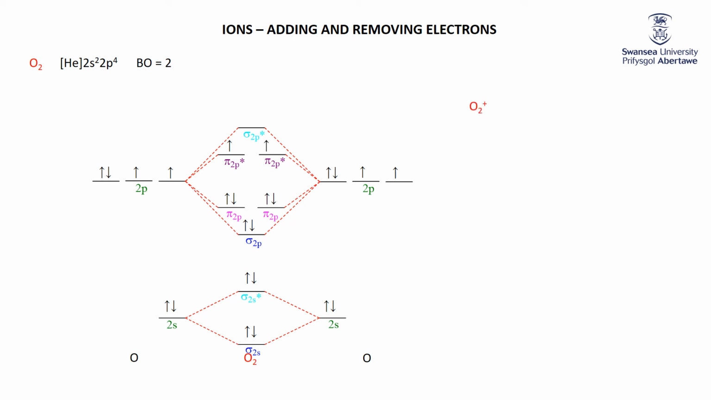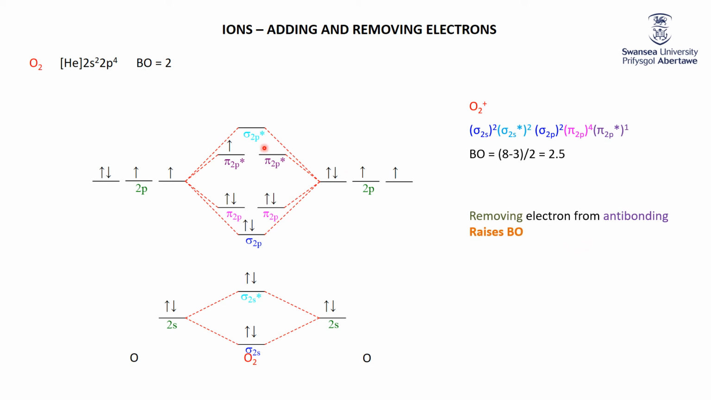But now let's think about O2 plus. What do we have to do for O2 plus? Well, we're removing an electron, take away an electron from the highest energy orbitals, so one of those. So there's the electron configuration. We have 8 bonding, we only have 3 anti-bonding, so the bond order is 2.5. So in this case, we took an electron away, but the bond got stronger because we took it from an anti-bonding orbital.